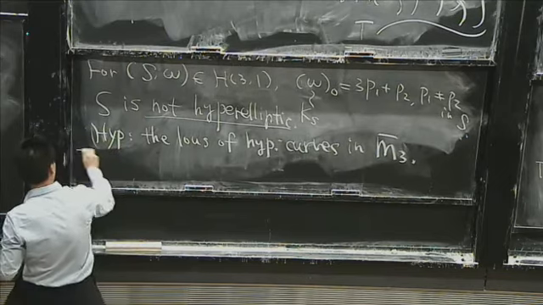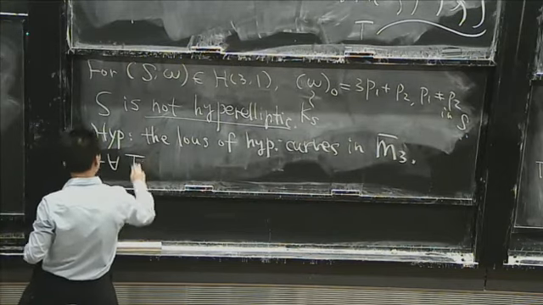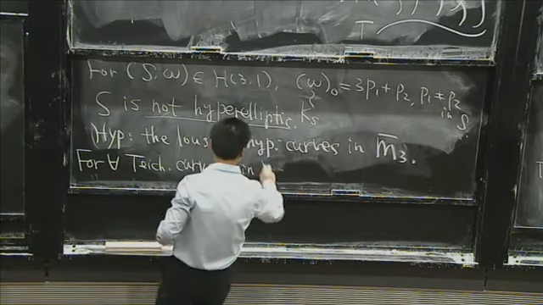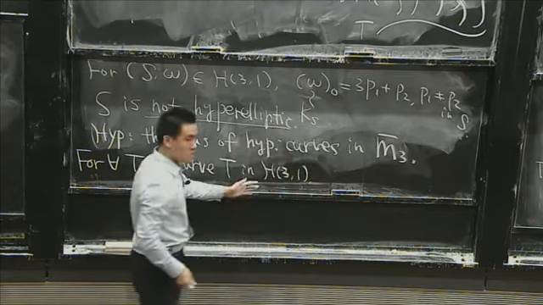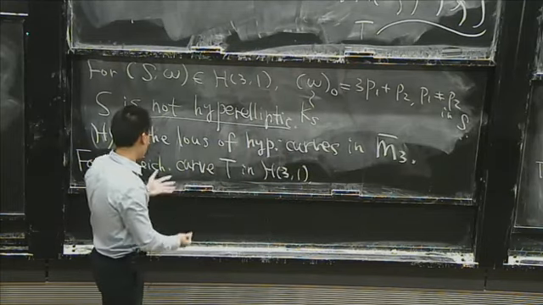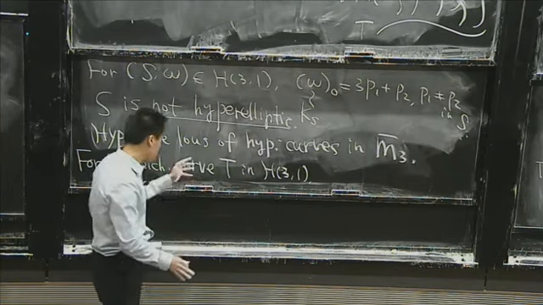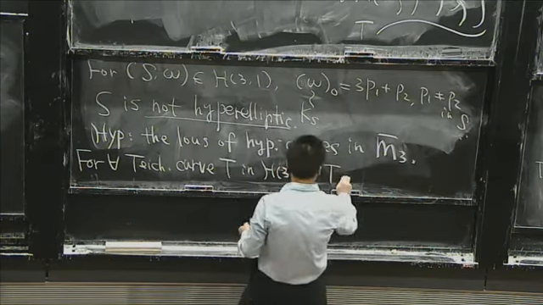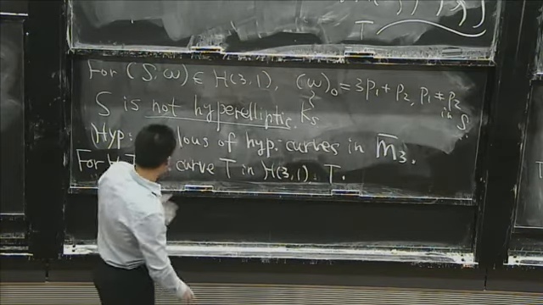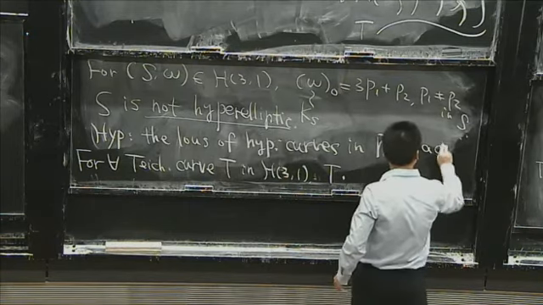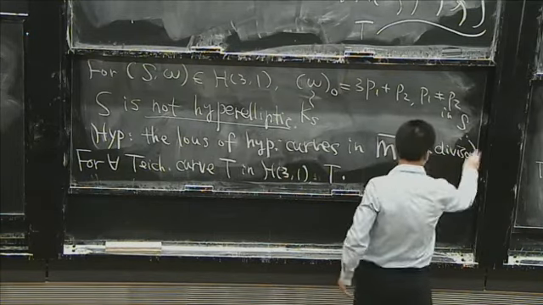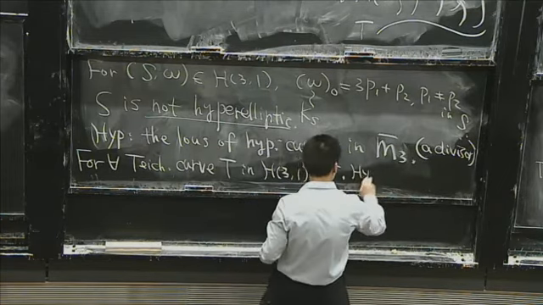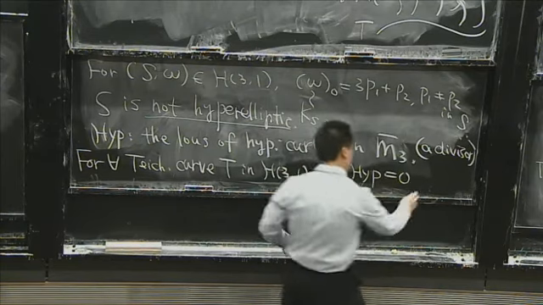So for any Teichmüller curve in this stratum, still denoted by T, you may notice that here I did not use any other information about this Teichmüller curve. It could be an arbitrary one, as long as it lies in this stratum. Then by this kind of argument, you show that T and this hyperelliptic locus, which is a divisor, you can quickly check it's codimension 1. So T dot this hyperelliptic divisor is 0. Their intersection number is 0 in M3 bar.